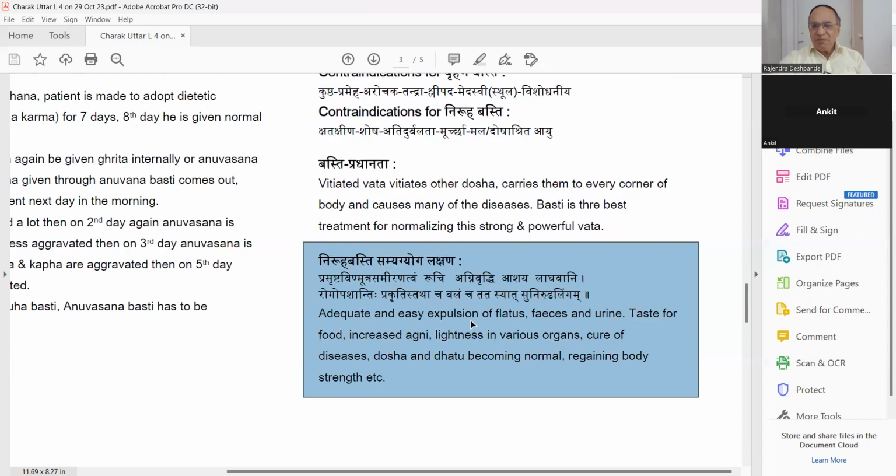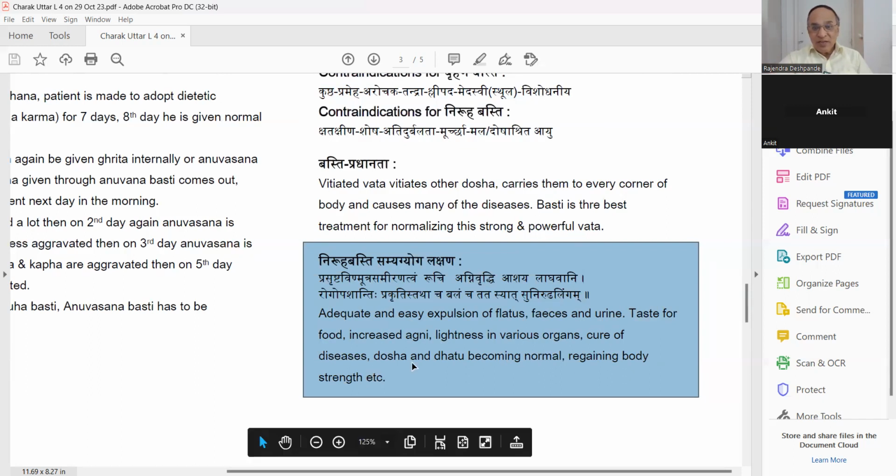Adequate and easy expulsion of flatus, Vata. Easy feces, defecation will be very good. Easy stools. Urine passage normal. Micturition, defecation excellent. Taste of the food increased because cleansing is excellent. All the srotosas are cleaned. Increased agni, digestive fire.